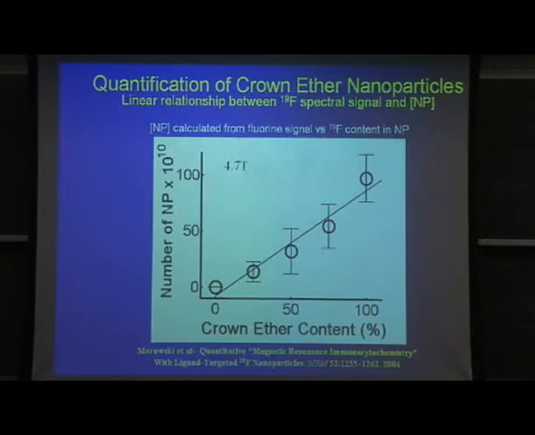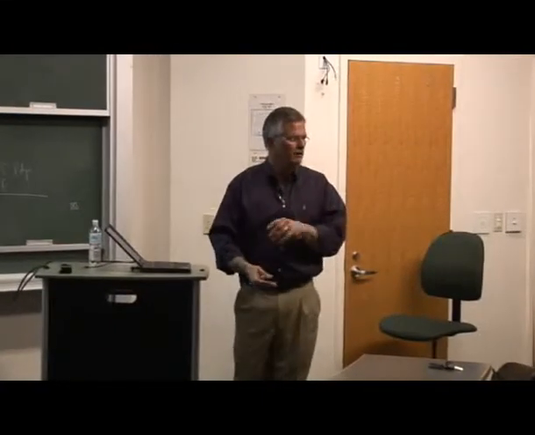the concentration of nanoparticles based on the fluorine signal, and this is fairly linear, at least in this regime. So if you do the fluorine spectroscopy and measure the area under the curve, for example, you could calculate the concentration of nanoparticles if you know a little bit about how big they are and how much fluorine's in them, with a few other assumptions.